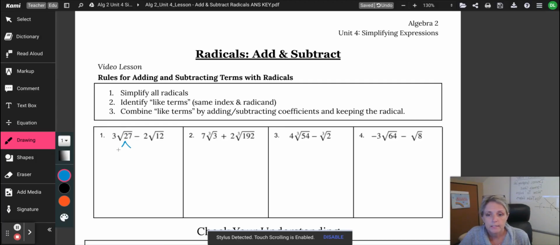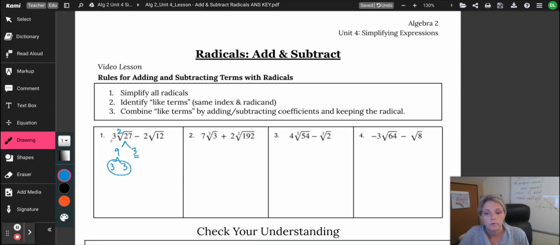So we know that 27 is going to break down into 9 times 3. 9 is going to break down into 3 times 3. Now we know that this is an index of 2, so we're looking for pairs. I have a pair of 3's here, which leaves this guy out by itself. So this radical simplifies. We have a 3 on the outside. We have to multiply it by the other 3 that comes from the square root of 9. So 3 times 3 is 9. And then we have this 3 that is left inside the square root.